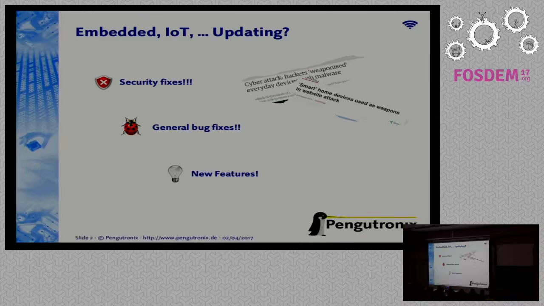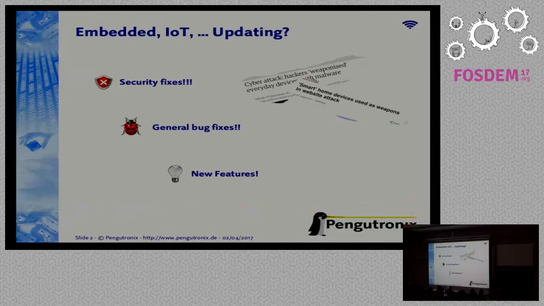So connected with security, there's always the need for updating, because if we detect a security hole somewhere, we have to update the device. And what other reasons do we have for updating? It's obviously for fixing bugs if the software does not perform as we assume it to, or if we want to add new features to an existing device.